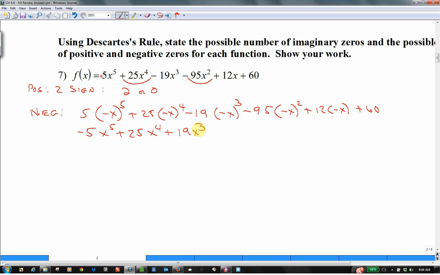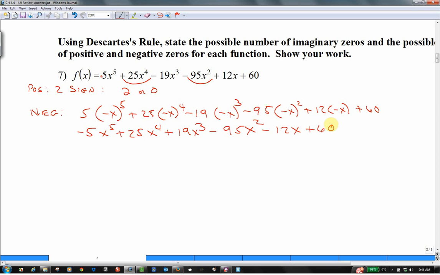The next term is a negative. That would be squared. So that would be a positive, and there's a subtraction. So that would be minus 95x squared. The next one is a negative x, and since the number in front of the 12 is positive, that would be minus 12x plus 60.